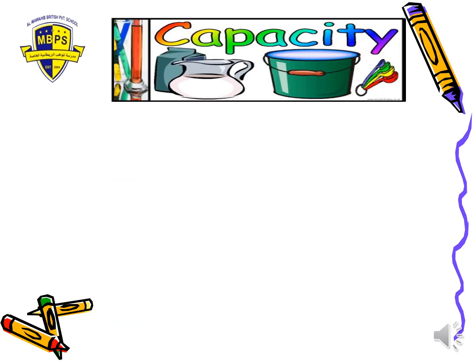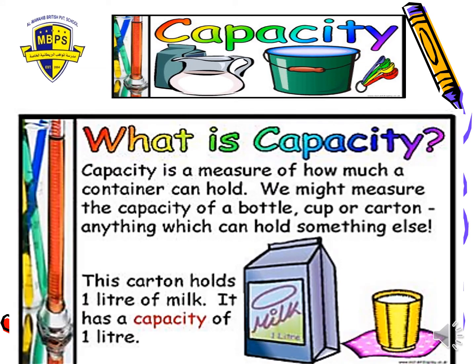It's time to discover the meaning of capacity. What is capacity? Capacity is a measure of how much a container can hold. What do you mean, teacher, by container? Look at this carton of milk. It holds milk. Look at this glass. It holds water. These two items, I can call them containers. You know why? Because they can contain or hold something else.